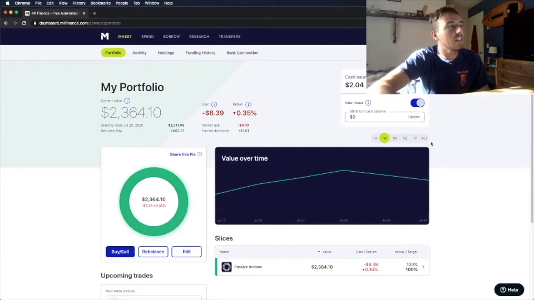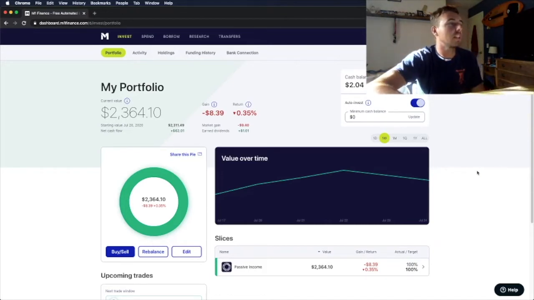Alright, so onto the dividend portfolio. This week we are down a total of $8 because of the market. The market kind of dropped today. It was led by tech, and tech had a huge drop and kind of took everything else with it towards the end of the day.